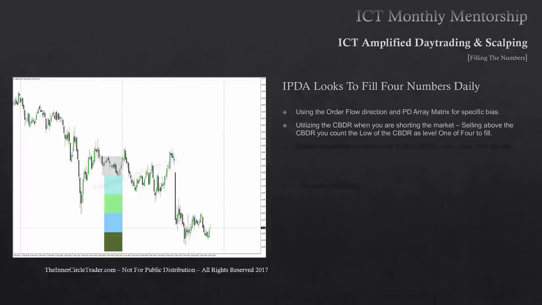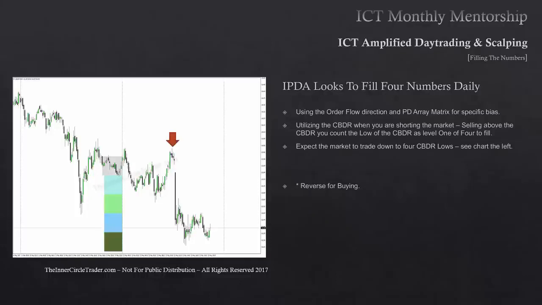So you'd be ideally shorting above that low. So when price trades down in your favor, when you're short, when you cross over the central bank dealers range low, that counts as 1 of 4. We expect the market to trade down to 4 central bank dealers range lows. And let's look at the chart and see an example. And everything we're showing here, you would just reverse for buying.